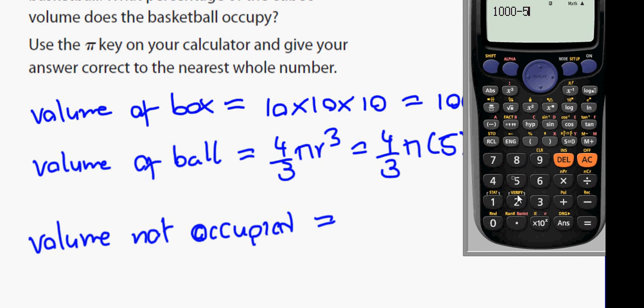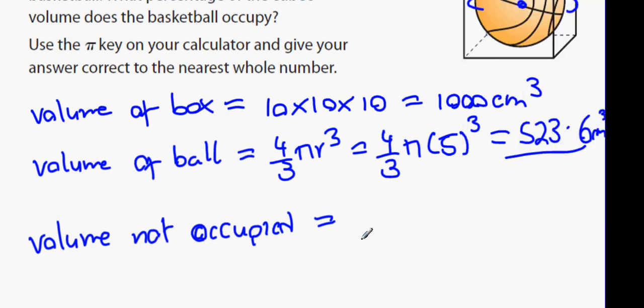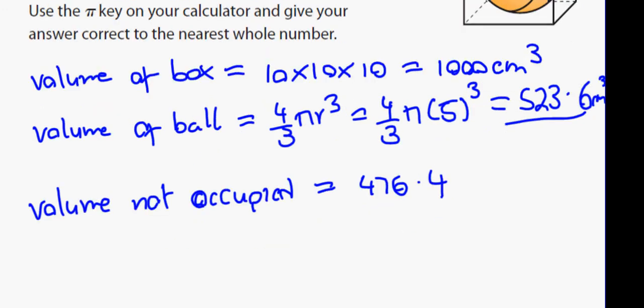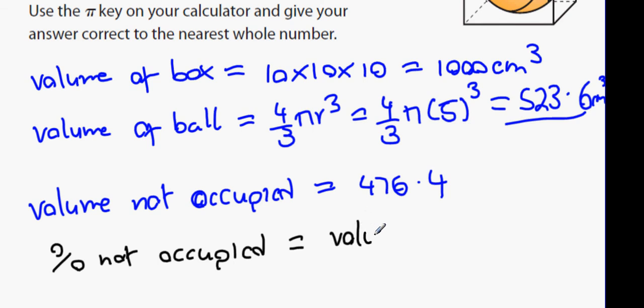1,000 minus, what's it, 523.6? And we get 476.4. Now, how'd you get the percentage not occupied? Anybody? Percentage not. Go ahead. What are you saying? It's the volume not occupied.